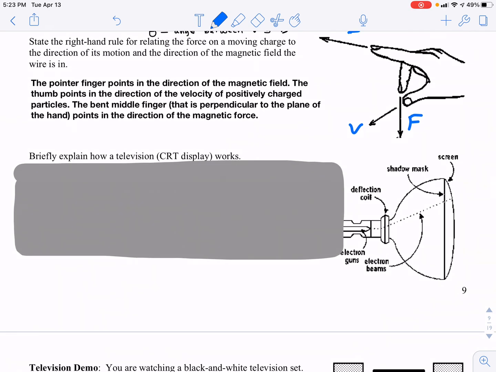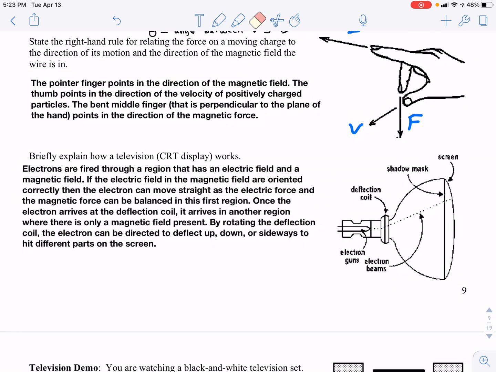Briefly explain how a television CRT display works. CRT stands for, excuse me, cathode ray tube. Electrons are fired through a region that has an electric field and a magnetic field that are oriented so that an electron can move straight, as the electric force and magnetic force can be balanced in the first region. So in this region, we have both an electric field and a magnetic field at the same time, allowing the electrons to move in a straight line.